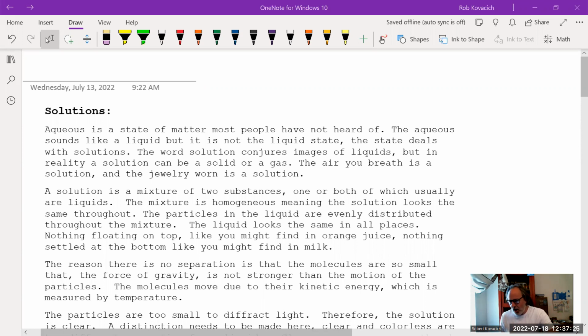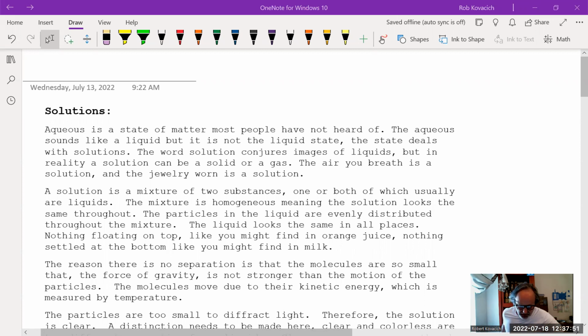We see that commonly if you put sugar into water, or if you put, say, Kool-Aid into water, or if you put salt into water, those things seem to disappear. You can't tell the difference between a glass of pure water and a glass of salt water that you just sprinkled some salt into. They don't look any different. They only taste different because you can taste sodium ions.